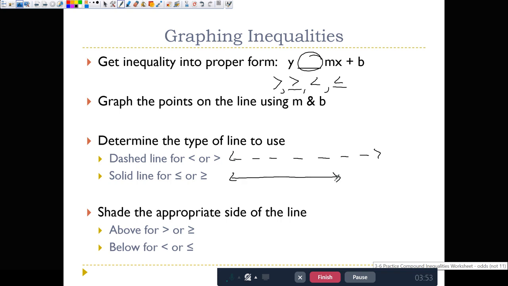And then we're going to shade the appropriate side of the line. If it's greater than or equal to, we're going to shade above. So, for example, if this was my line, I'm going to shade above the line. Anything that's greater than that value could be a solution. And then if it's less than or equal to, we're going to shade below, because it's any value that is less than that value. It doesn't matter the slope, the direction of the slope, positive or negative, does not affect shading.